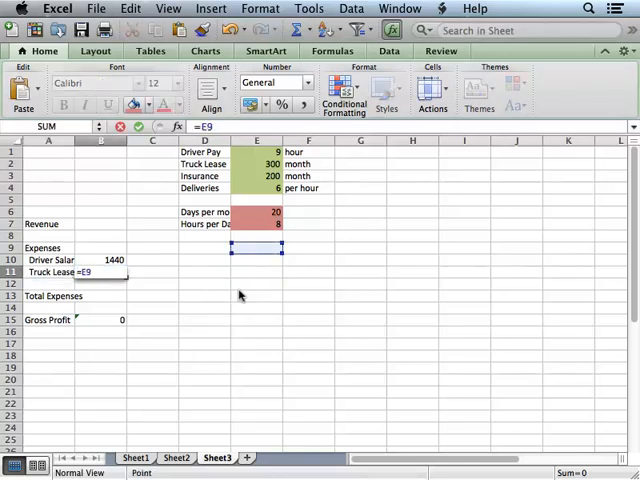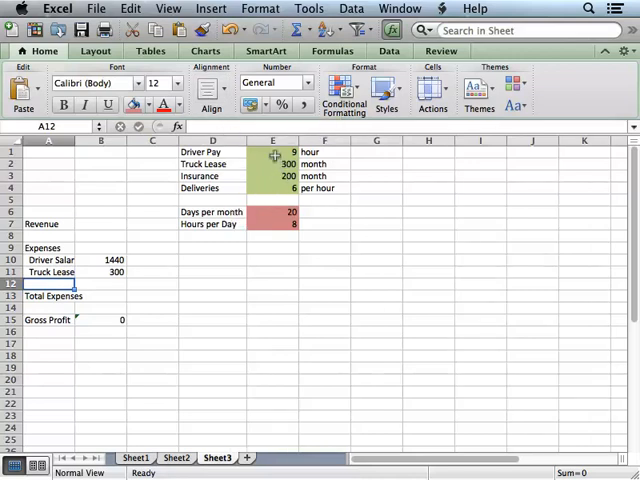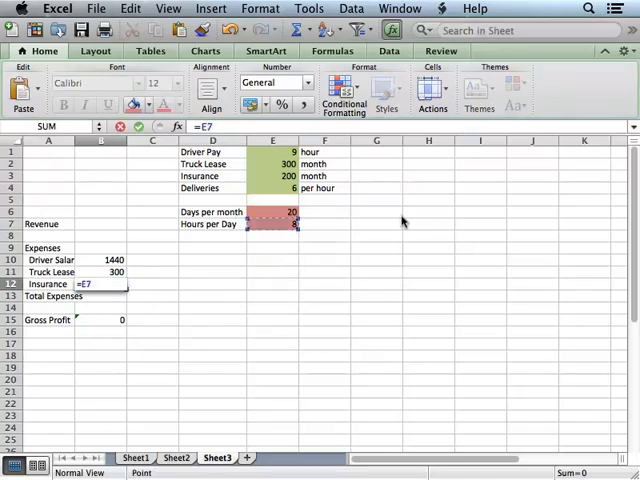Now notice, I'm not putting any numbers directly into the income statement part of my model. I'm merely referring to the facts and the assumptions and later the inputs of the case. And the reason for that is that if things need to change, if the person that's using this has decided, oh, I found a cheaper truck for $220 a month, they don't need to go in and find where in the case those numbers are used. They can just change them all in one place and have them change automatically. But let me change that back to 300. And the final expense is the insurance. Now the insurance, of course, is $200 a month.